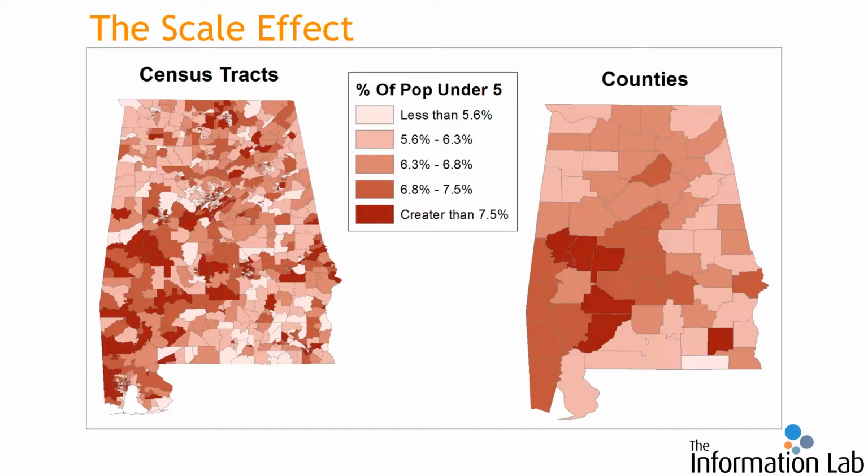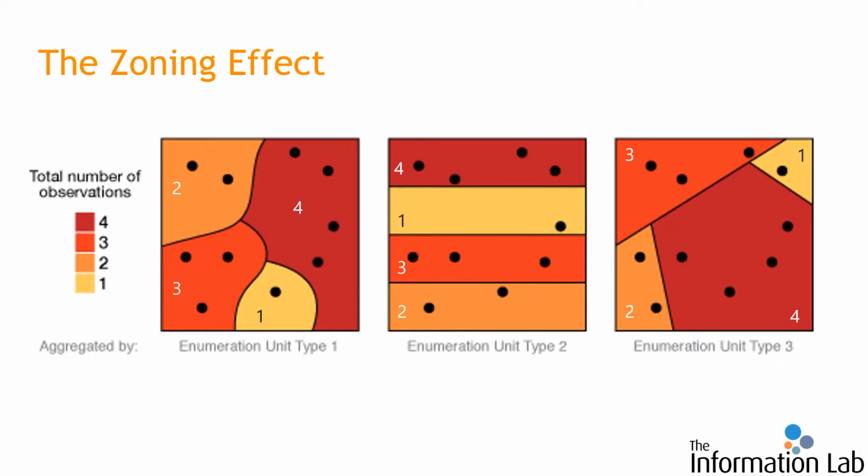Now, in the zoning effect, we can use this example to understand it. Here we have exactly the same number of points in each image, and they are in exactly the same place in each image. Just take a second to look at those black dots.